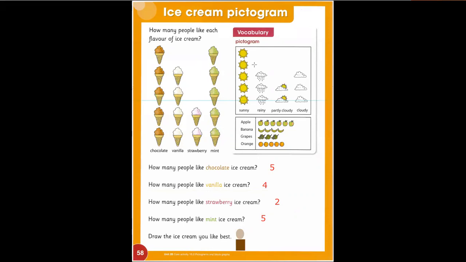1, 2, and 3. 3 days we are going to have cloudy weather. Actually, this is our data. The graph is given to us and some questions are asked. Seeing the graph, the pictogram graph, we are going to answer. Okay, now we have fruits: apple, banana, grapes, orange.